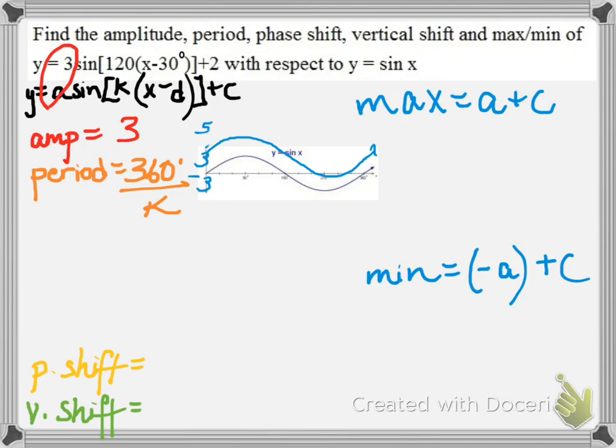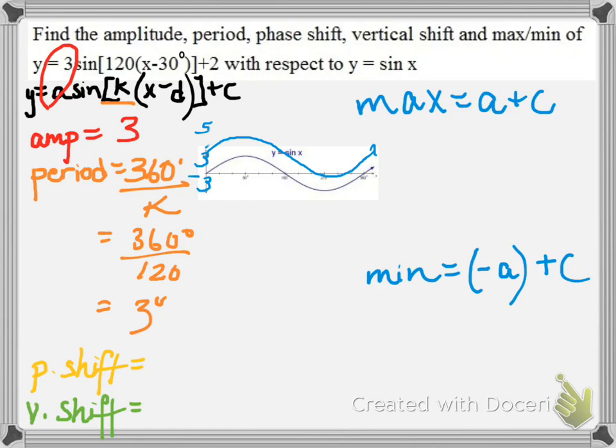Now we're going to try to calculate the period. So we know that period is equal to 360 degrees over k. And here we know that k is 120. So it's 360 degrees over 120. And after using a calculator, you can know that the period is 3 degrees.